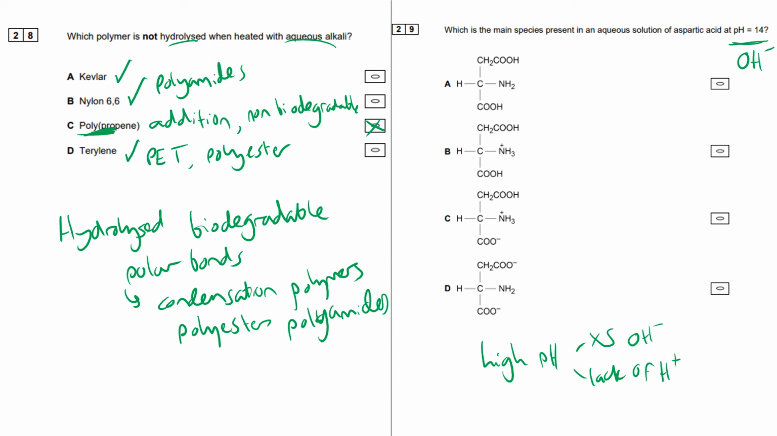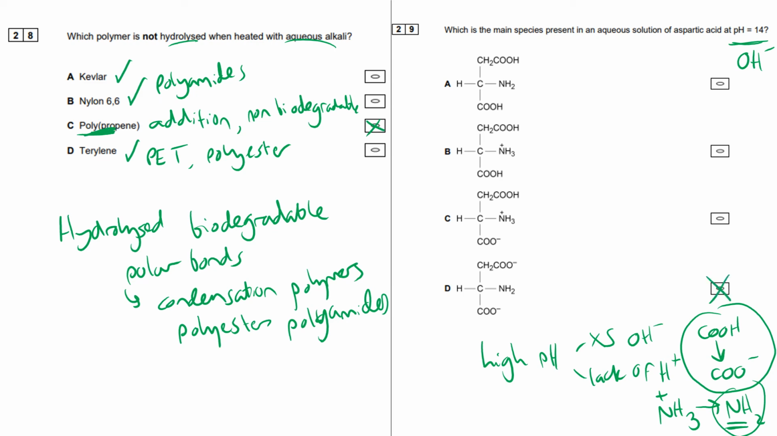So what will happen is the COOH groups in an alkaline environment will become COO-. The amine group, which can exist as NH3+, but there's a lack of H+ in the solution, so the amine group remains as NH2. So at a high pH, both of the COOHs become COO- in aspartic acid, and the NH2 remains as NH2. So therefore answer D is correct.